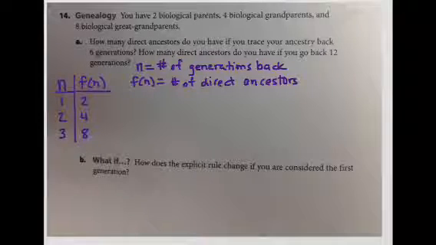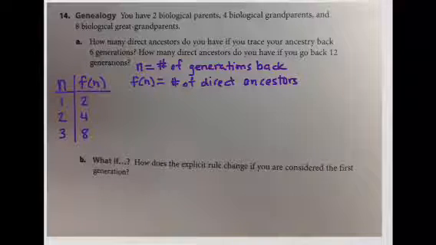Alright, so for number 14, we defined n as the number of generations back because it says you have two biological parents, so that's one generation back from you. And grandparents are two generations, and great-grandparents are three generations back. So that's why I define the variables. You need to always do that with the word problem. So here are the generations back, along with how many direct ancestors.